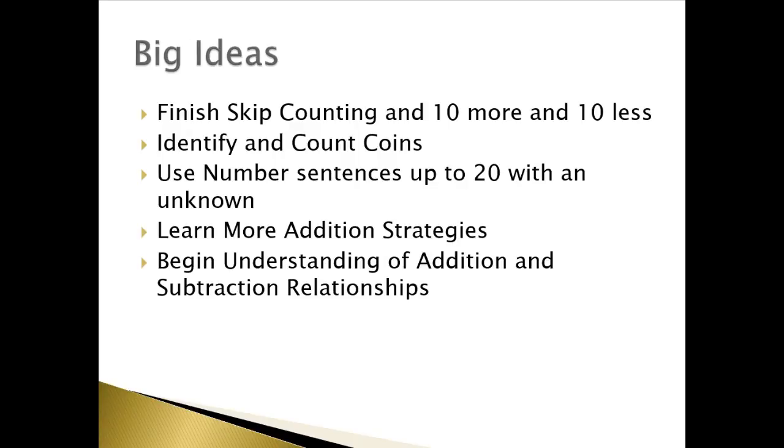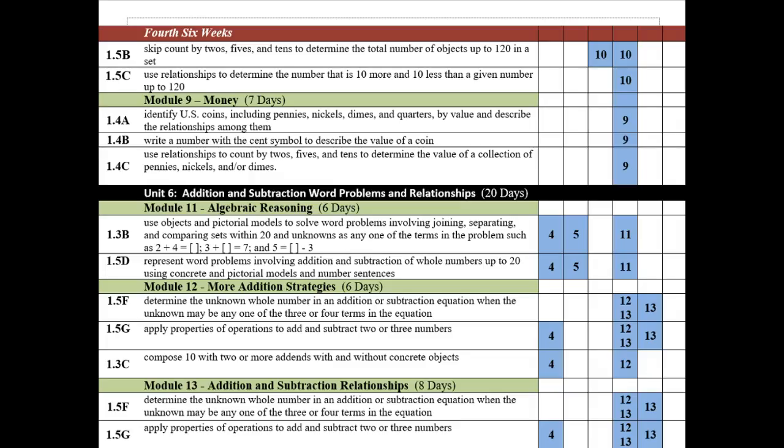Here are the big ideas for this 4th 6 weeks. We're going to be doing skip counting, continue 10 more and 10 less, identify and count coins, use number sentences up to 20 with an unknown, learn more about addition strategies, and begin understanding addition and subtraction relationships. So we'll be doing this portion of your scope and sequence.